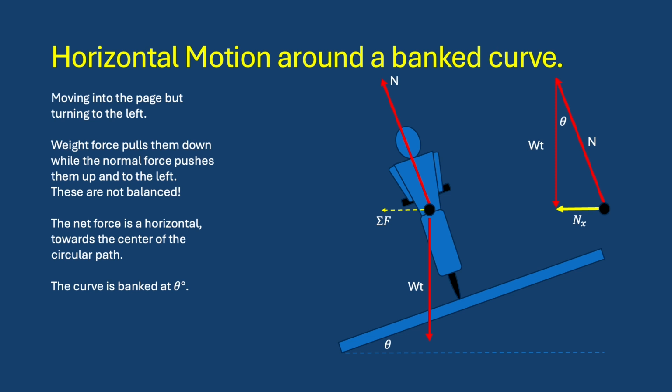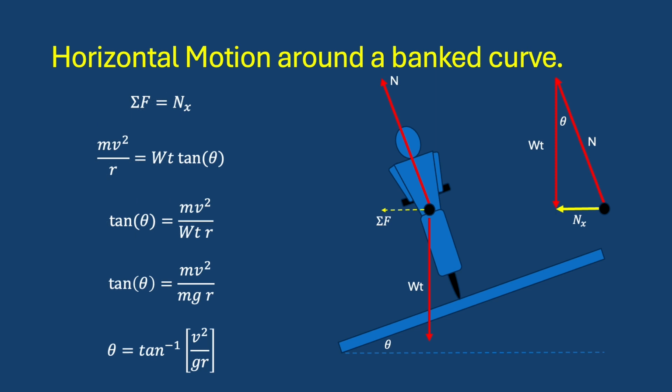Now, when we add our vectors of weight and our normal force together graphically, we'll see that our unbalanced force is the normal force horizontal component, which is the same as the net force acting on the cyclist. In this particular triangle now, you'll see that the angle theta of our banked curve is the angle between the normal and the weight forces. Mathematically, the net force is equal to the horizontal component of the normal force. So mv squared on r is equal to weight tan theta.